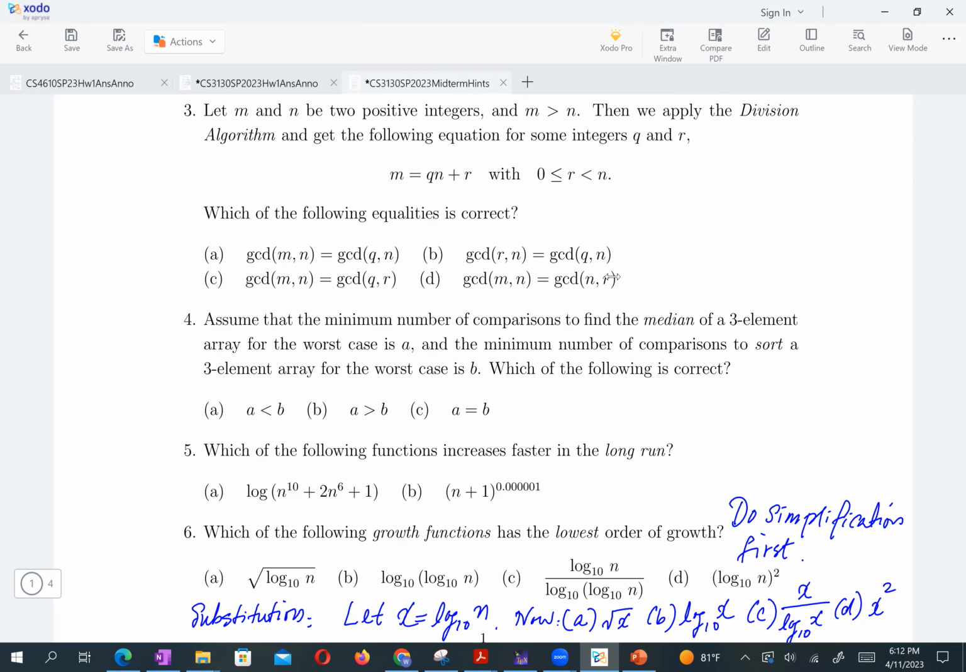All right. Assume that the minimum number of comparisons to find the median of a 3-element array for the worst case is A, and the minimum number of comparisons to sort a 3-element array for the worst case is B. Which of the following is correct?